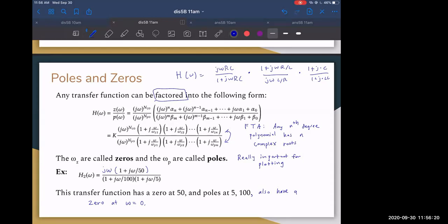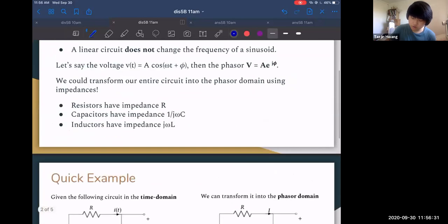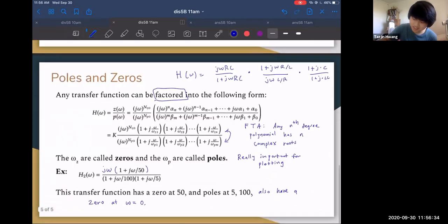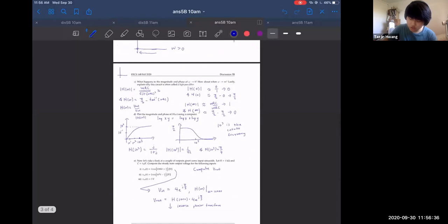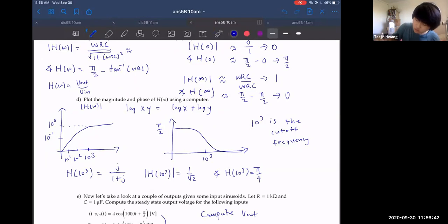So what does this mean graphically? How do we show what a pole is and what a zero is? How does it help us? If you remember from our transfer function example, I'm going to go to the 10 a.m. one because I drew this in the 10 a.m. one. Our transfer function was something of the form 1 over j omega times 10 to the minus 3, all over 1 plus j omega times 10 to the minus 3, or really, j omega divided by 10 to the 3.